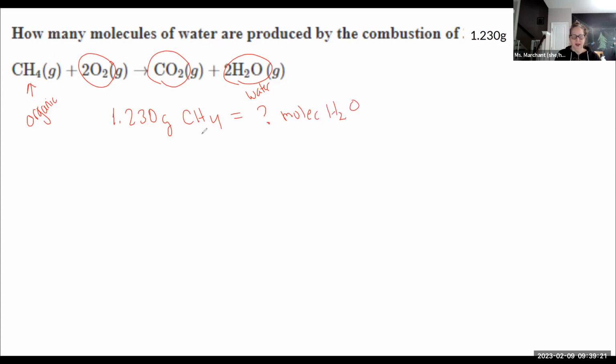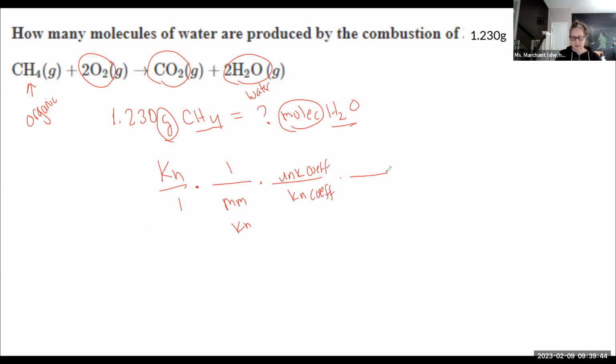So now I'm changing substances. So I'm going to need stoich. I'm going from grams to molecules. So that is my pathway. I look on my mole map. I start with known over 1, and then I divide by the molar mass of the known, and then I multiply by the mole ratio, and then I multiply by Avogadro's number.